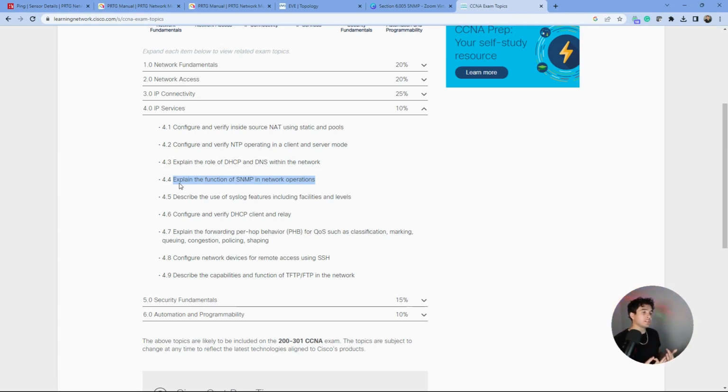But knowing Cisco, they might put in a few stump-the-chump questions on SNMP. So I hope to keep this lesson at least under an hour, but we may go a little bit longer if you include the time for the lab.